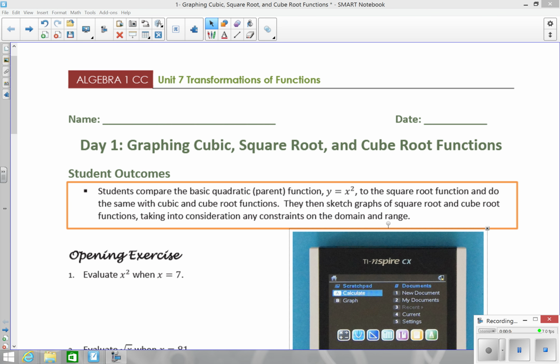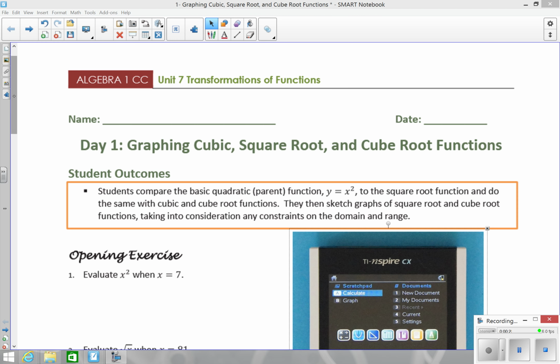Hi guys, so today we're going to start Unit 7. Unit 7 is going to continue what we've been doing with functions, but we're going to start looking at other types of functions. So right now we've looked at linear functions and quadratic functions, and now we're going to expand that and start looking at cubic, square root, and cube root functions today.